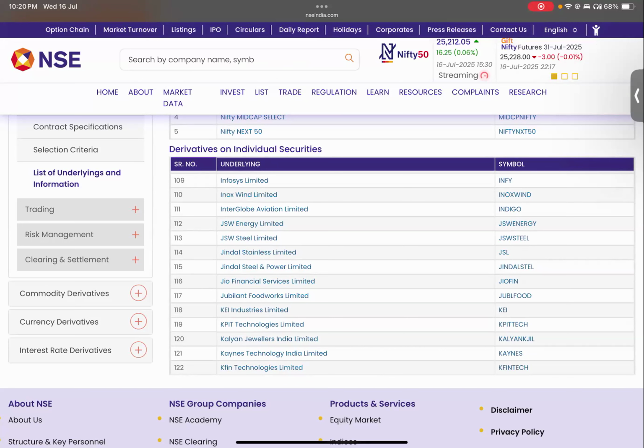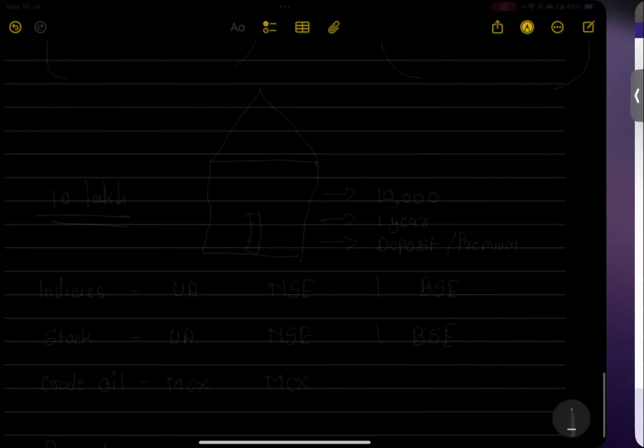The lot size for all the underlying assets would be minimum 500, or is it different? No. Every asset has a different lot size. Can you pick up any? Just pick up any random stock, sir, so I can help you with the lot size, please. Maybe Infosys, the first one. Infosys. Okay, let's go there.